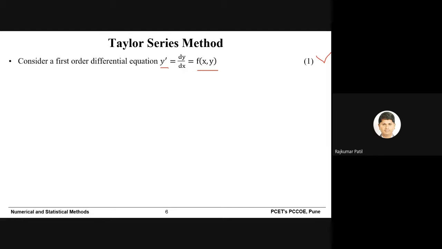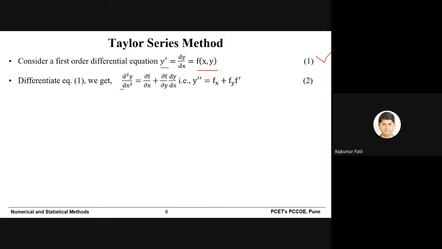So initially we assume that this particular equation cannot be solved by analytical methods. So what to do? First of all, we will differentiate equation 1. Upon differentiation, we will get d2y by dx square, which is equal to del f upon del x plus del f upon del y into dy by dx.